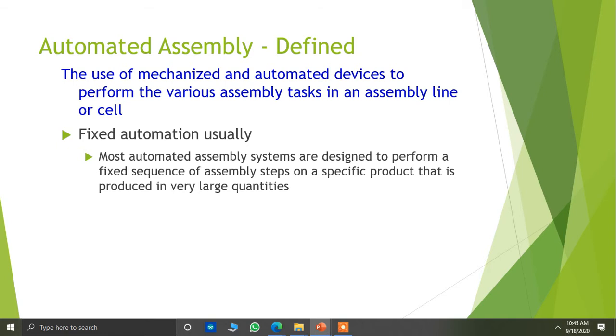limited. A good example is Coca-Cola bottle filling. You have a bottle and your liquid which gets filled, and at the same time the cap is inserted and then it is labeled. That's it, a simple process. But you can have a bulk amount in the case of fixed automation. We have already discussed this. But in the case of variable automation, it is not possible, right? So let us discuss automated assembly lines fully.